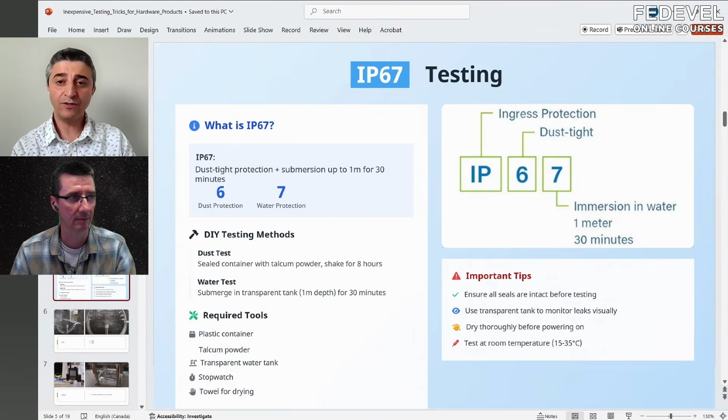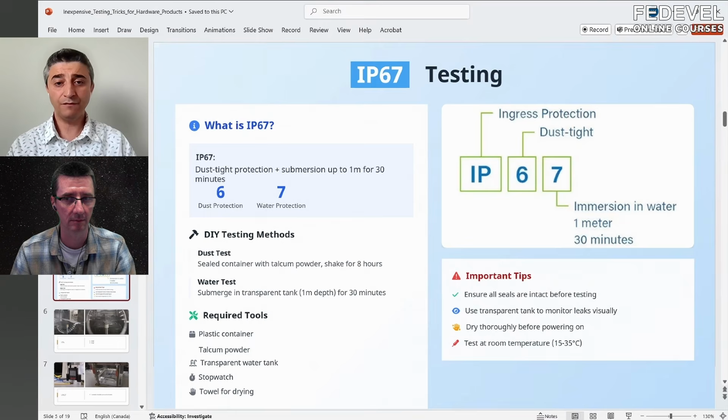And there are two digits. The first digit is basically for the solids. The second digit is basically for the water. For this example, IP67, 6 means this is dust tight. 7 means full immersion in water, under 1 meter for 30 minutes. And most of the smartphones these days are IP67 rated. The way they do it, they make sure that the device is sealed with the proper gaskets, and there are membrane filters across the ports, the USBs, etc., so that you don't allow any dust or water to get in.